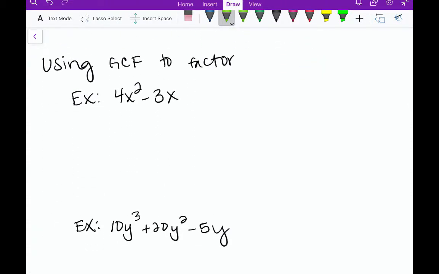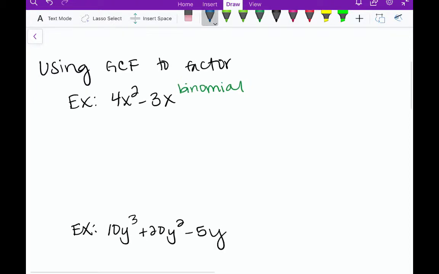So let's look at an actual example. So remember, this is a polynomial. Specifically, this is a binomial because it has two terms. And we're going to see if we can factor this using the greatest common factor. So what are the factors of 4x squared? Factors of 4x squared are obviously 4 times x squared, but I can break that down even further.